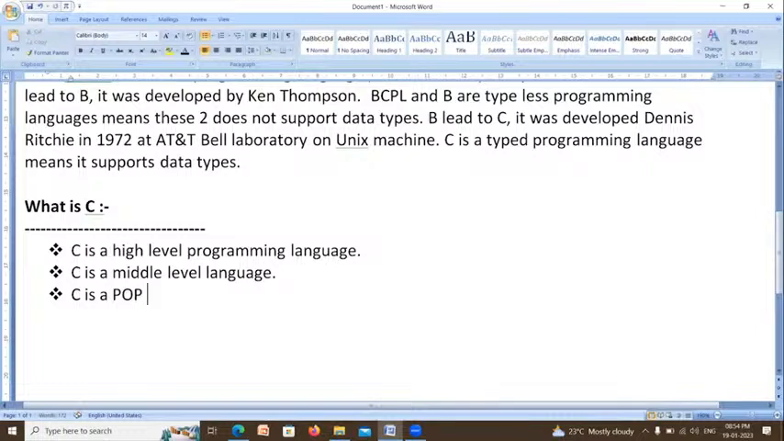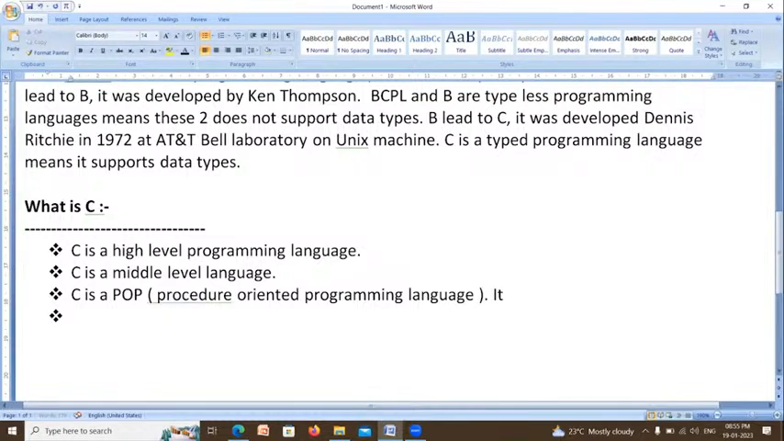POP means procedure oriented programming language. The meaning of this one is it gives more priority to procedure and less priority to data. So, what is the meaning of this one?